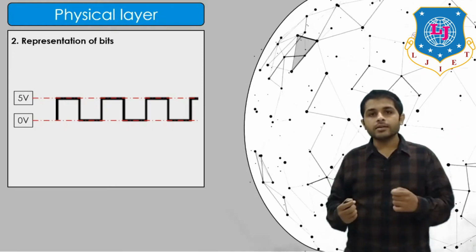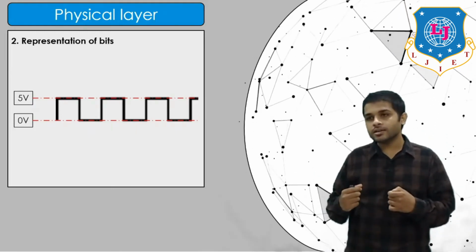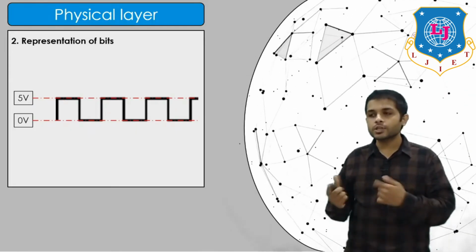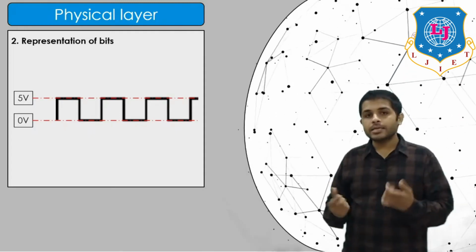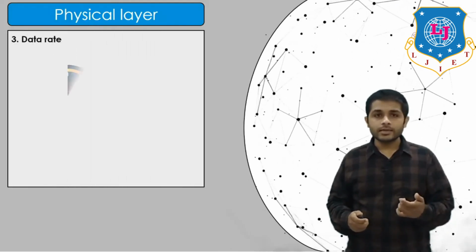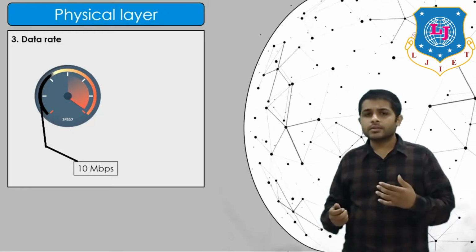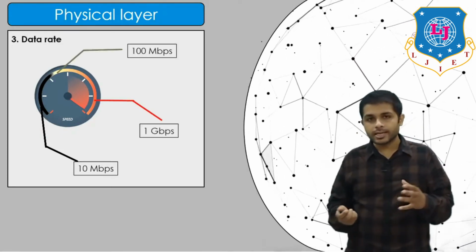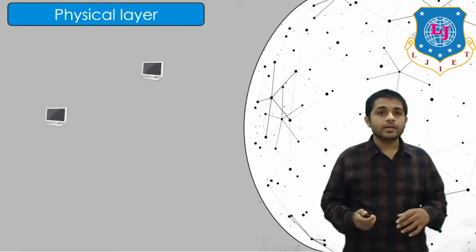If the sender is considering 5 volt equal to 1 bit and receiver is considering 7 volt equal to 1 bit, then due to the mismatch of representation of bit, there could be problem in communication, right? The third is data rate. So there are different type of data rates available. The data rate can be 10 Mbps, it can be 100 Mbps, it can be Gbps. Okay, so it is a characteristic of physical layer.